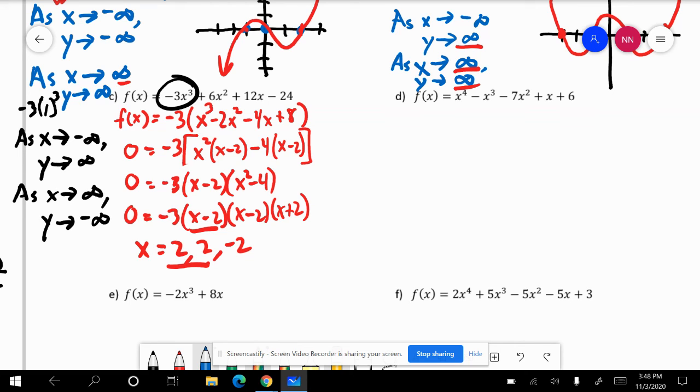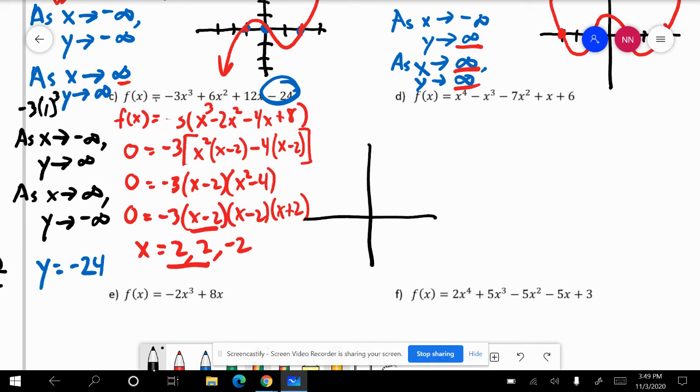Now, one thing I'm going to add to these that I didn't add to the other ones is the y-intercept. The y-intercept is our constant value. So that means it crosses the y-axis at negative 24. It just makes our sketch a little bit more valid. When we graph this, I'm not going to be detailed. I'm just going to put a negative 24 right here just so I know where it goes through. I have a negative 2, I have a 2 and a 2 again, and then it crosses at negative 24.